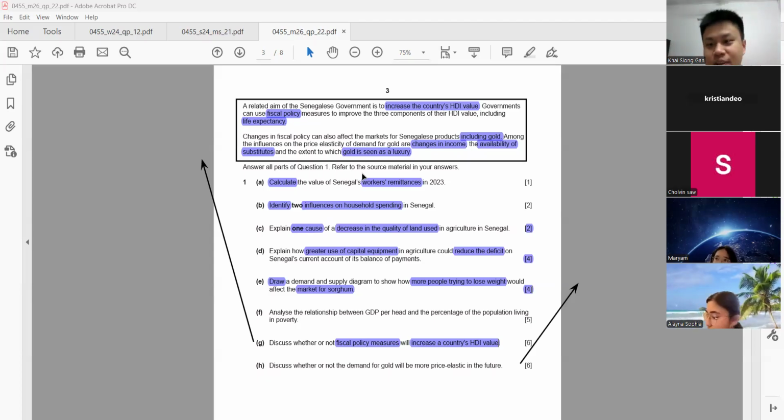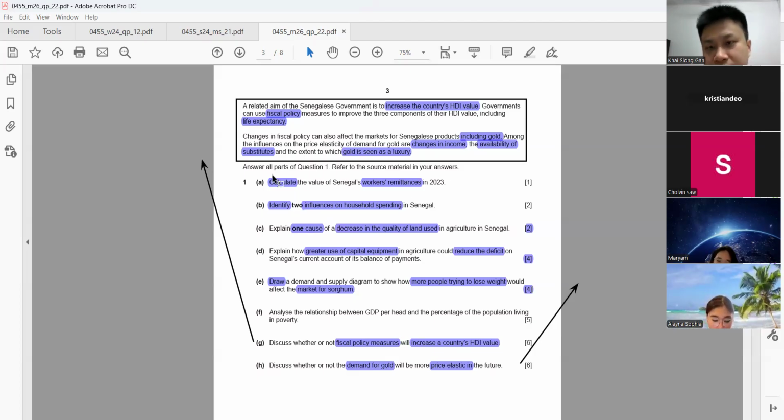Okay, question G. Never mind, I'll do question H first. Question G, I'll come back to you. Question H: Discuss whether or not demand for gold will be more price elastic in the future. This kind of question is very, very common. I can change the question. I can ask you about demand for electric cars, demand for chocolate, or demand for anything, whether it will be price elastic or inelastic in the future.